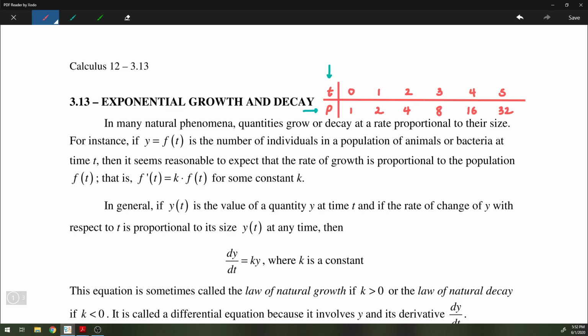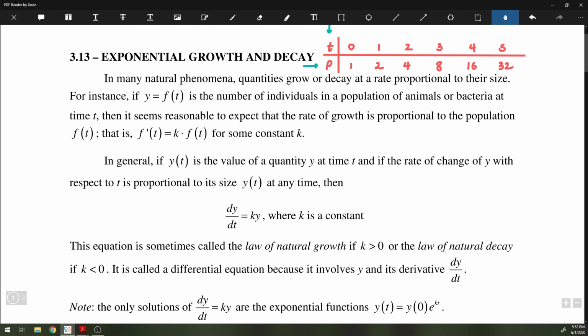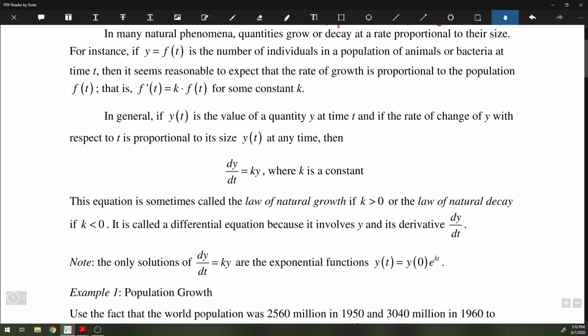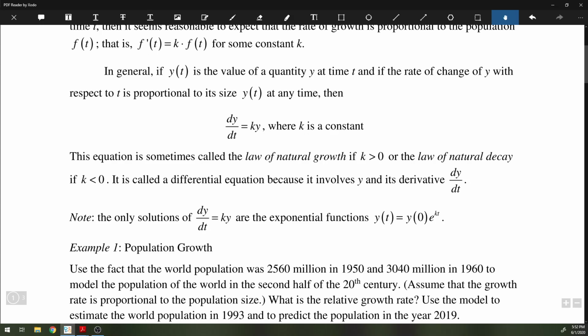The equation is sometimes called the law of natural growth if k is greater than 0, or the law of natural decay if k is less than 0. It is called a differential equation because both y and dy dt are part of the equation. So for the specific case dy dt equals ky, the only solutions are exponential functions in the form y of t is equal to y of 0 multiplied by e to the kt power.